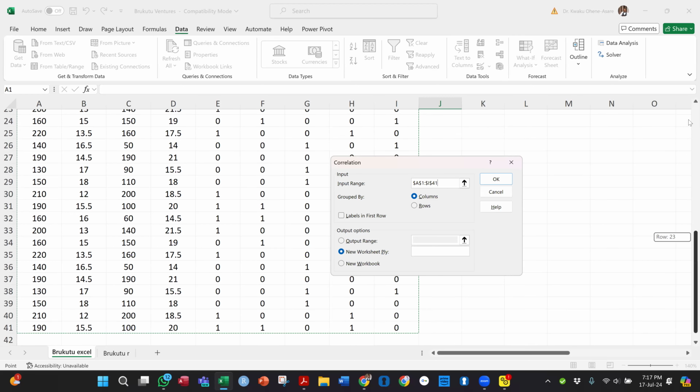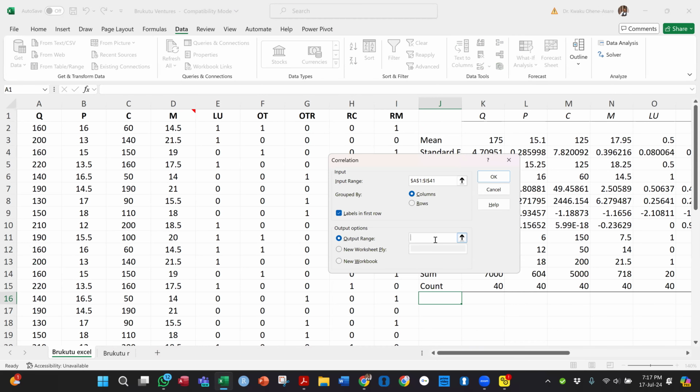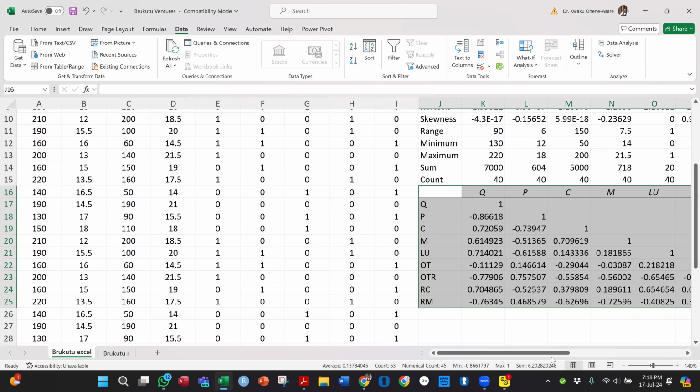If you make any mistake, delete everything in the box and do it all again. Choose labels in the first row. Choose output range and click on the white space to the right of the output range. Just select any empty cell below this data and put your results there. I'm just going to select this one. Once you're done, click OK. A beautiful correlation matrix is going to be generated. And that's what it's just done.